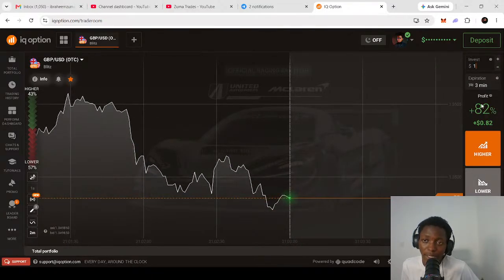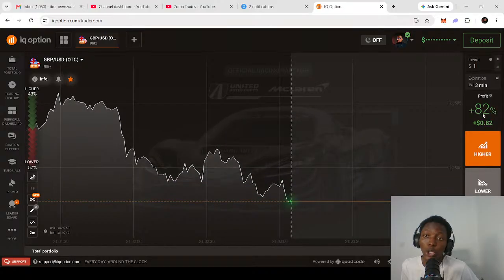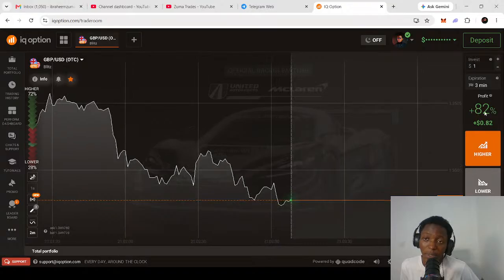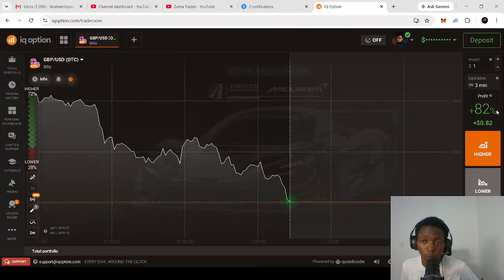And around here you can see plus 82%. It means that if we put $1, we will make 0.82 cent. No matter how much money you put in, you will make 82% of that amount you invested. And so that's what this means.